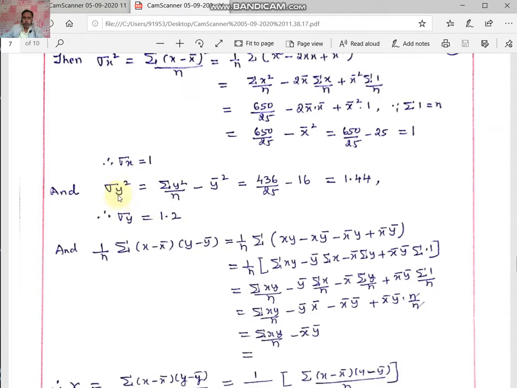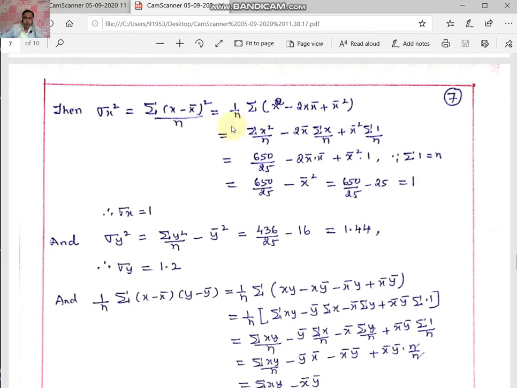Similarly, the same calculation can be done for sigma y square. It simplifies to sigma y square by n minus y bar square. So with sigma y square given in the data as 436, divided by 25 minus 16, take the LCM and simplify, it is 1.44.